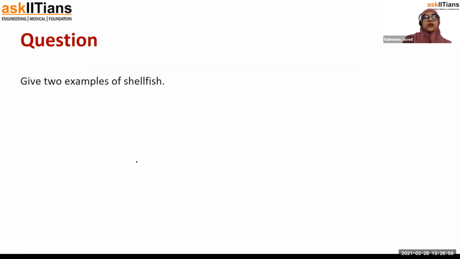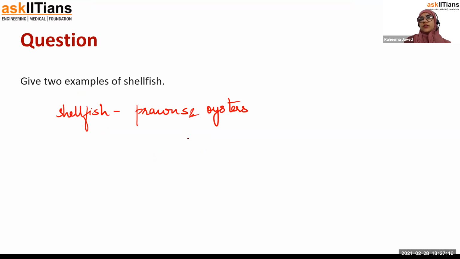Next question. Here we have to give two examples of shellfish. I'm sure you can give other examples, but prawns and oysters are the two examples of shellfish. And you can give other examples.